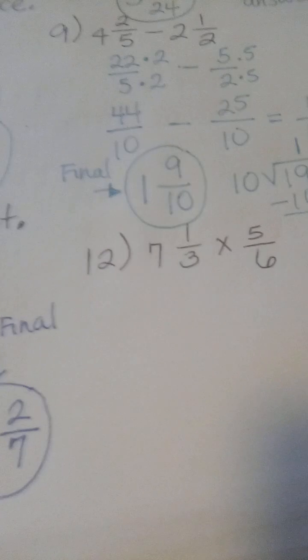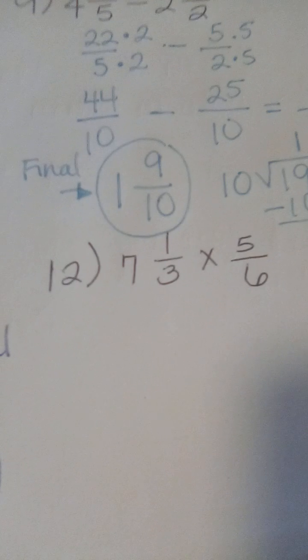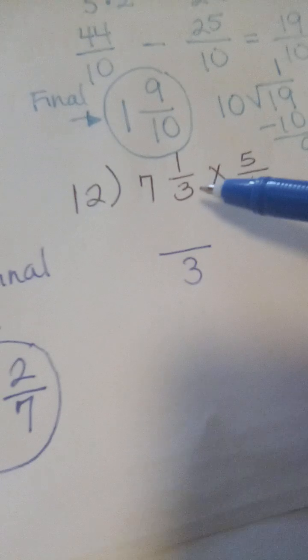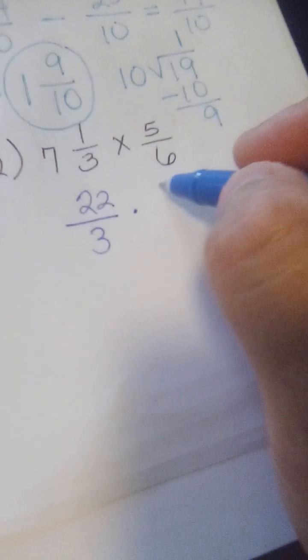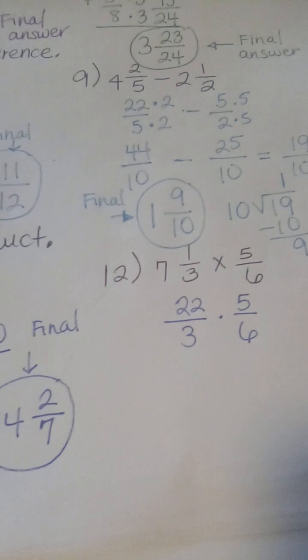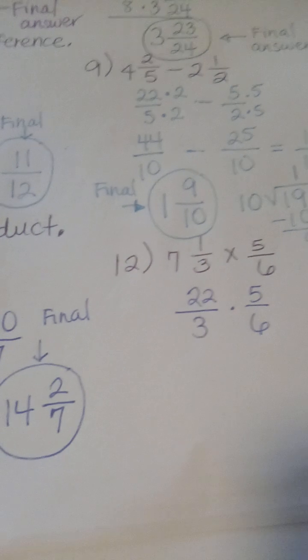Okay. All right. So, we have the same thing. Number 12, 7 and 1/3 times 5/6. Let's do the work. Convert this mixed number into an improper fraction. 3 goes inside. So we got 7 times 3 is 21 plus 1 is 22. So 22 thirds times 5/6.